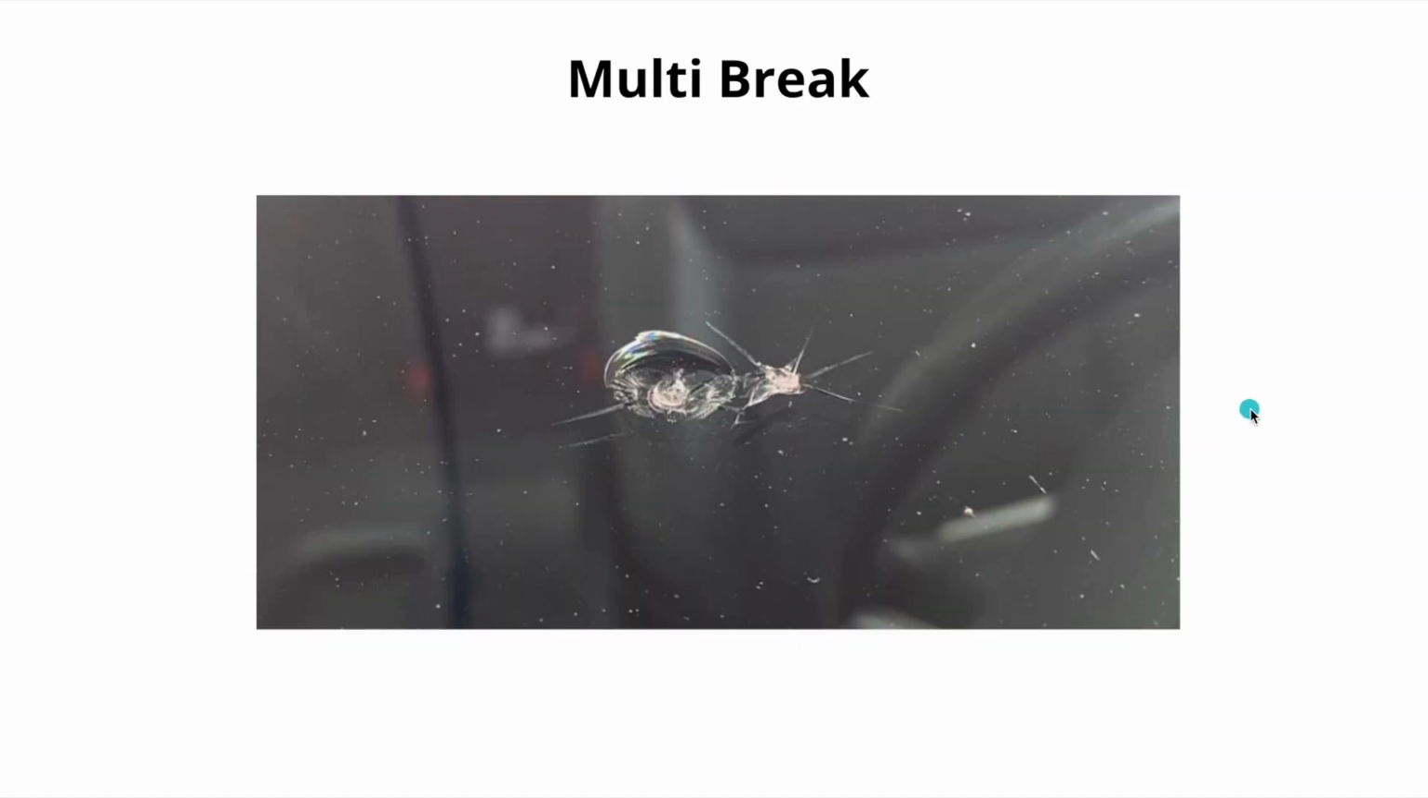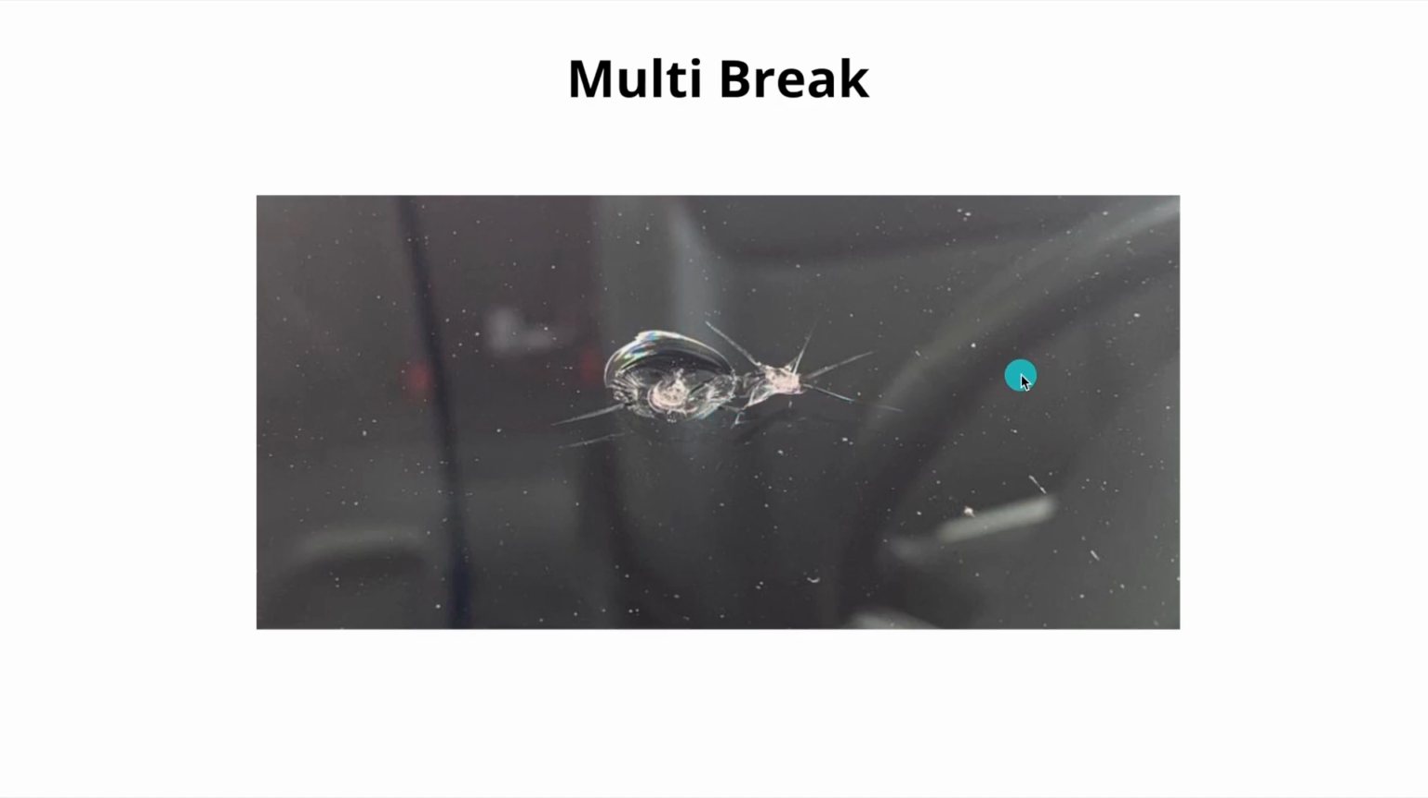This one's a multi-break, so this one is a little bit different. You can see how there's two impact points here, so there's one here and one here, and these are two different breaks. So here's the star break, and then here's a bullseye with cracks coming out. But essentially what happened probably was a rock kind of skipped and it hit two points of the glass, or something that hit the glass had two sharp points and it kind of created this.